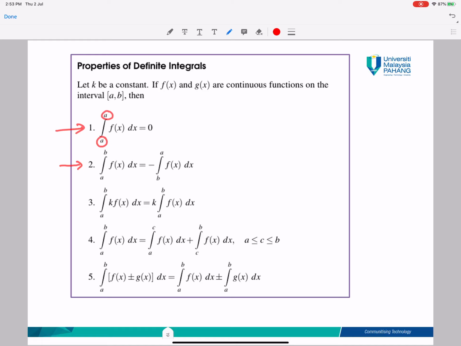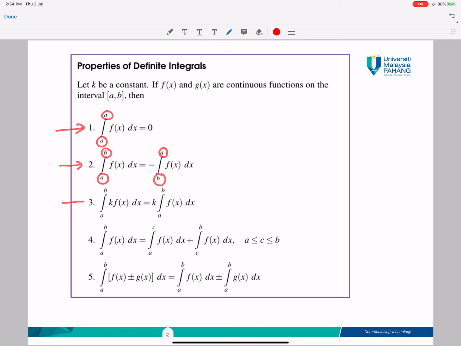The second property, integration from a to b f(x) dx, is equal to negative integration from b to a f(x) dx. In this case, the limits are switched. In the original integral, the lower limit is a, but in the rewritten result, the upper limit is a. In contrast, in the original integral, the upper limit is b, but then it becomes the lower limit. So this is the second property of definite integral.